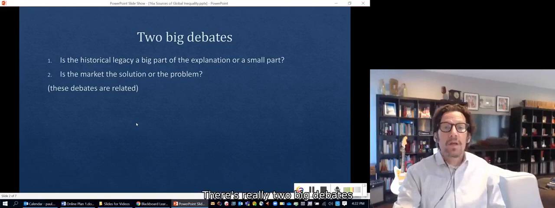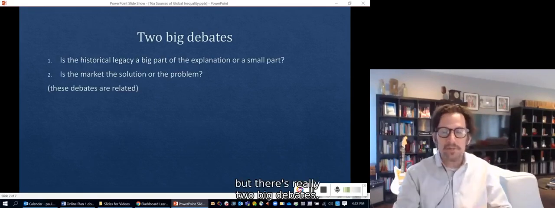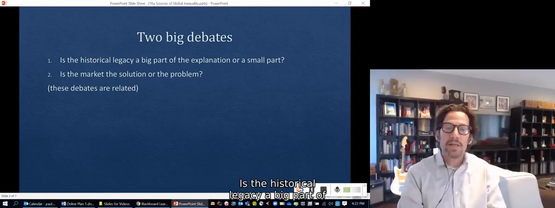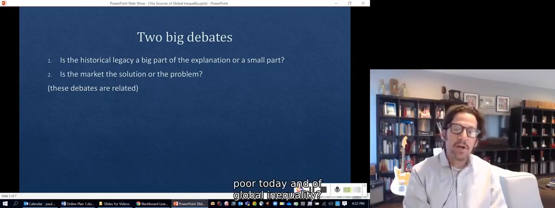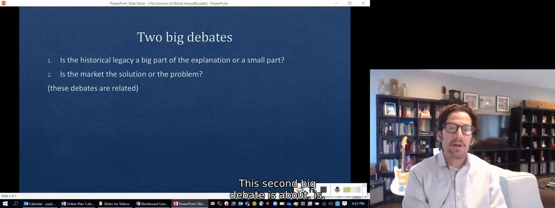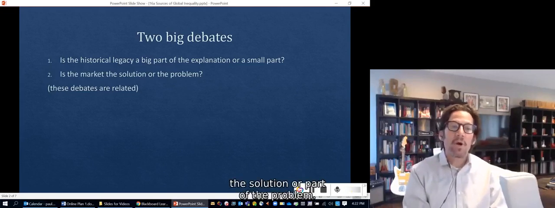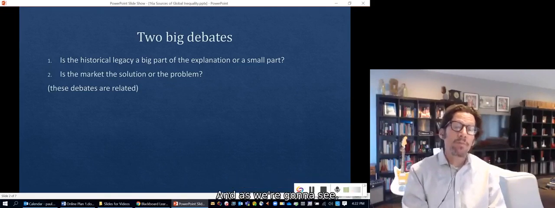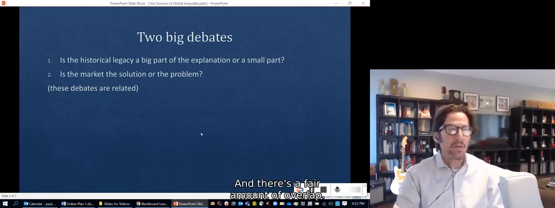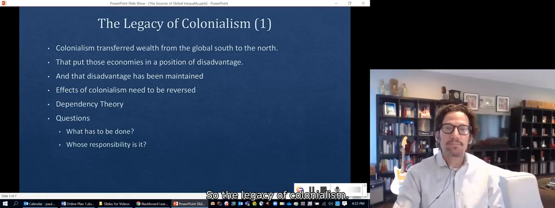There's really two big debates. I'm simplifying here, of course, but there's really two big debates. One is about the legacy of colonialism. Is the historical legacy a big part of the explanation of why countries are poor today and of global inequality, or is it a small part? The second big debate is about whether the market is part of the solution or part of the problem. And as we're going to see, those two debates are not completely distinct from one another. There's a fair amount of overlap. So, the legacy of colonialism.